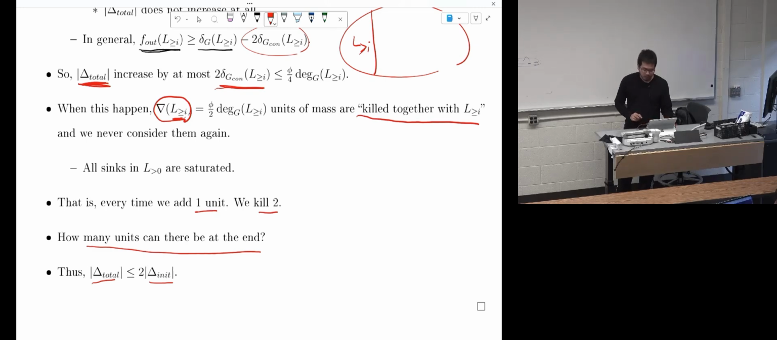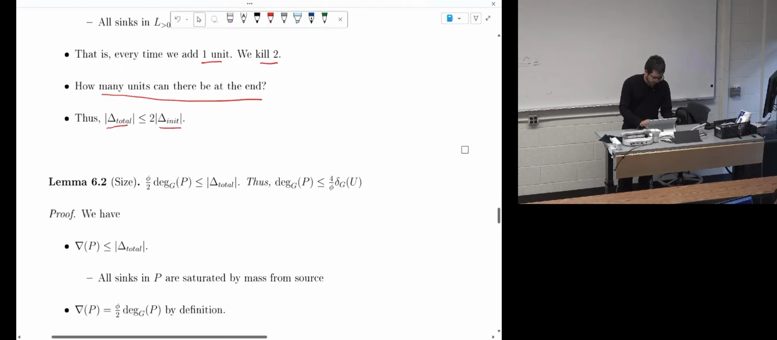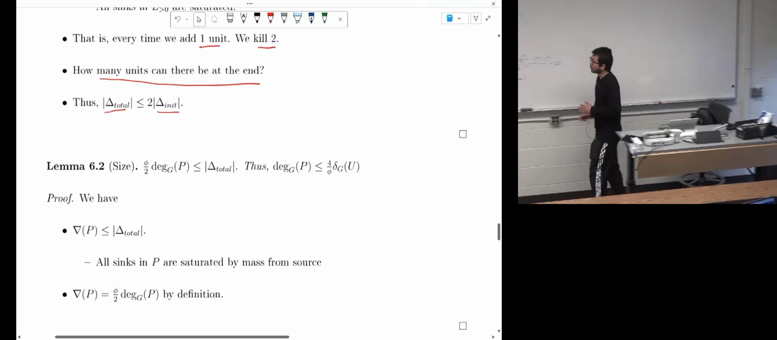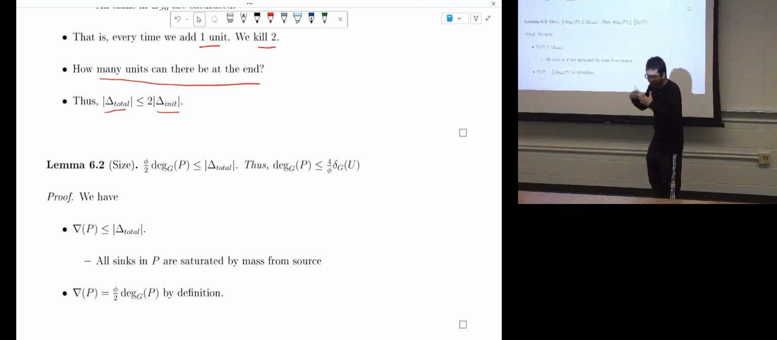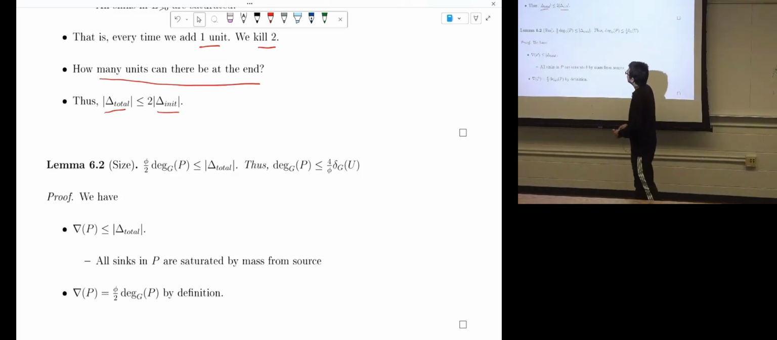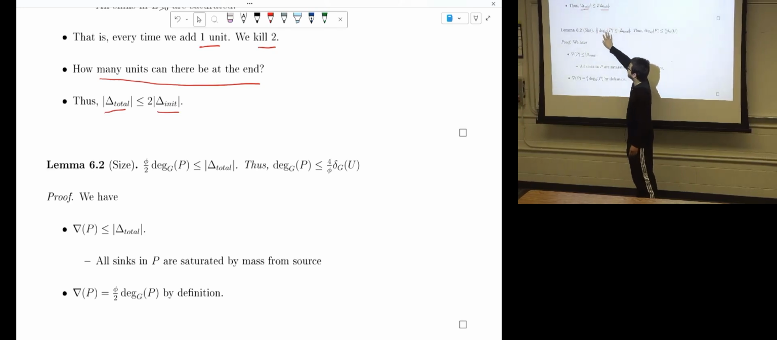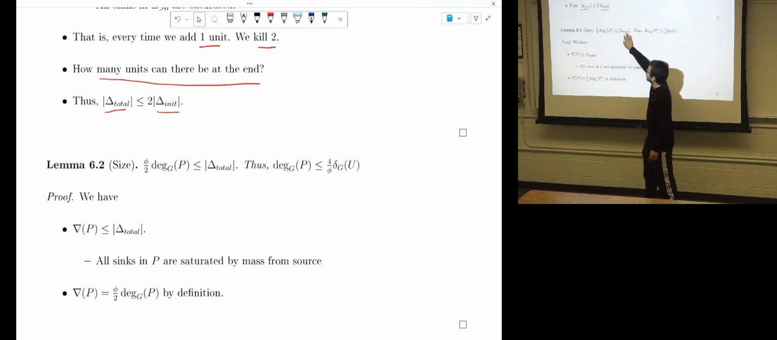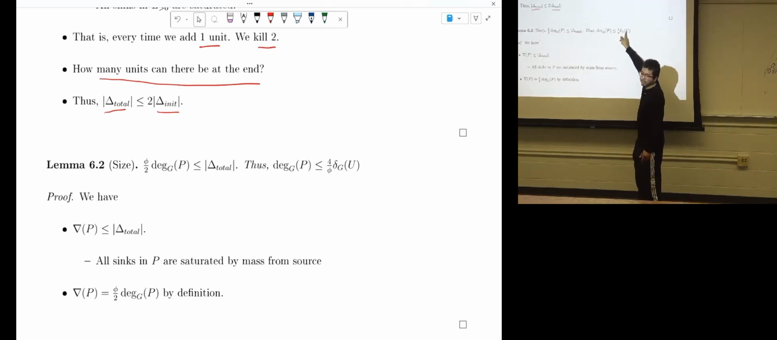Good. So now we are almost done. Once you bound the total number of units of mass that we ever put into the system, we are basically done. Why? Because I claim that the degree of P scaled down is at most the total mass, which means that the volume of P is at most something like 4 or 5 times this thing.